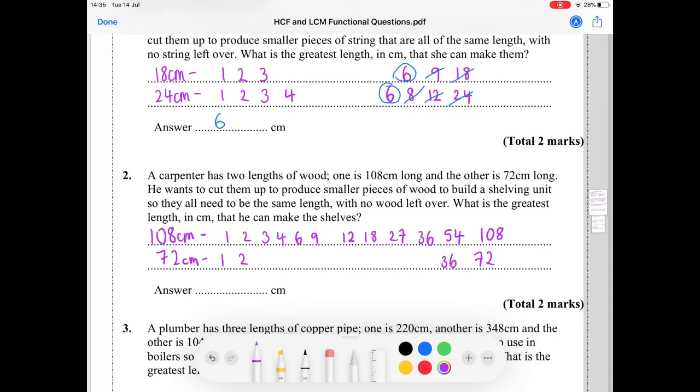We're going to have 3 times 24. We're going to have 4 lots of 18. Now 5's not going to work because it doesn't end in a 0 or a 5. We're going to have 6 times 12, if you know your 6 times tables.